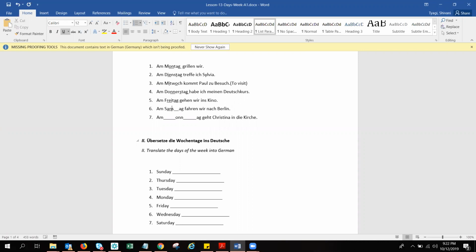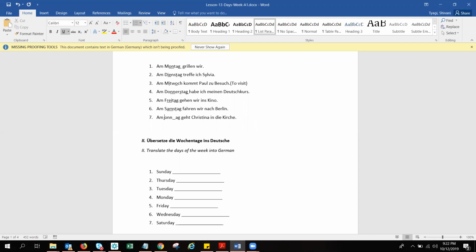Am Samstag fahren wir nach Berlin. Shruti, what is the meaning of this? We go on a drive to Berlin on Saturday. Or simply we can say we travel to Berlin on Saturday. We drive is particular when you are driving. If in the context you are driving, then it is fine. If you're traveling or going to Berlin, then travel or go.